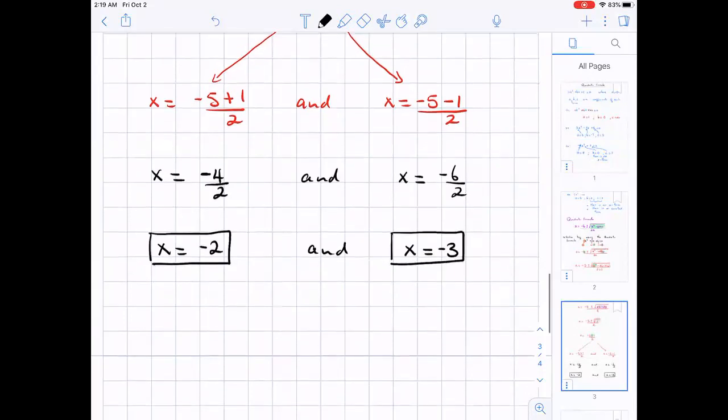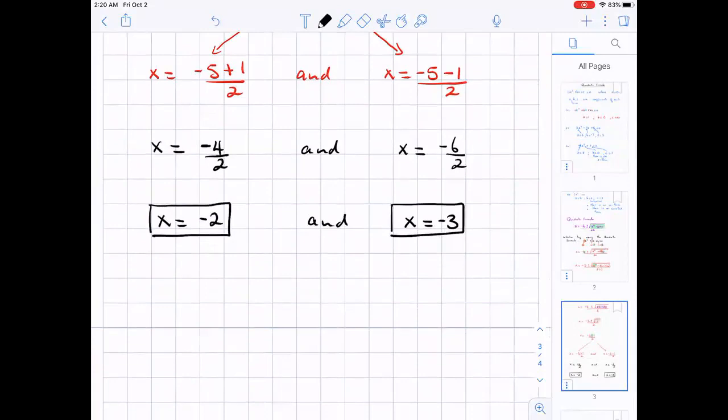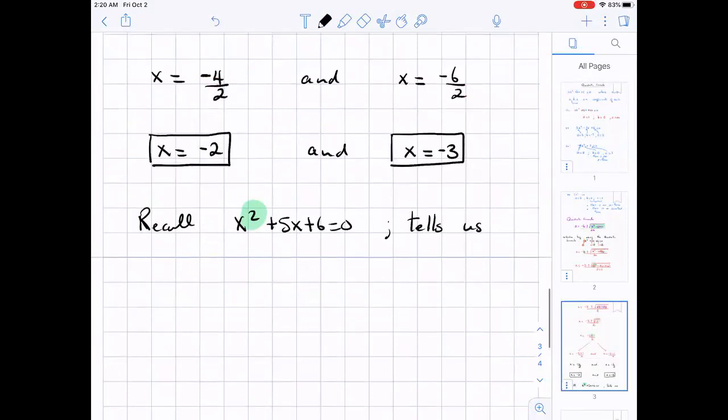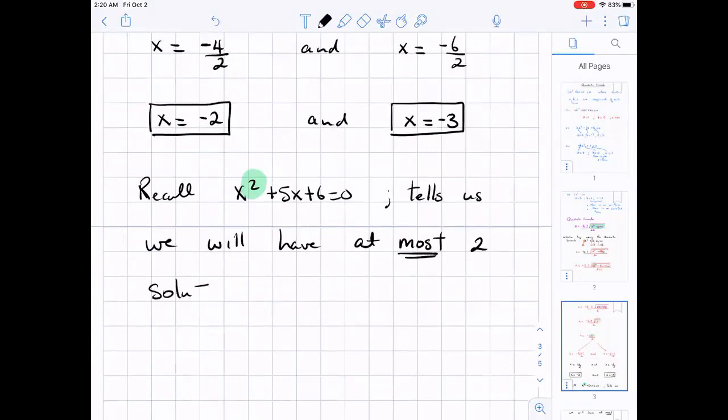And keep in mind our problem, right? Recall, x squared plus 5x plus 6 equals 0. So just as a reminder, this 2 here tells us we will have at most 2 solutions. So we could have got one solution or no solution at all.